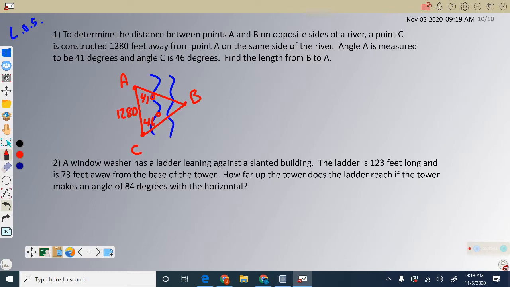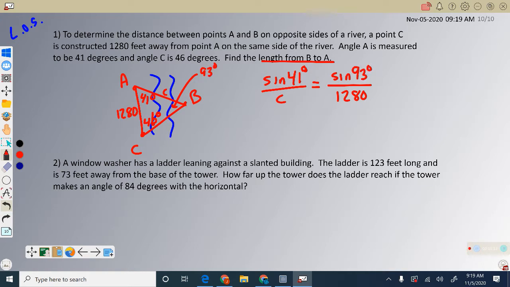So we need to first say, well, the length from B to A, that's here, that would be side C. So we need to have sine of 41 degrees over side C for sure in our proportion. Now, the only other side we know is the 1280, which means we would need to know sine of big B. Well, we don't know angle B right now, but we know that we have two angles, 41 and 46 degrees. That's 87, so that means this angle B is actually 93 degrees. That's what can go right here.